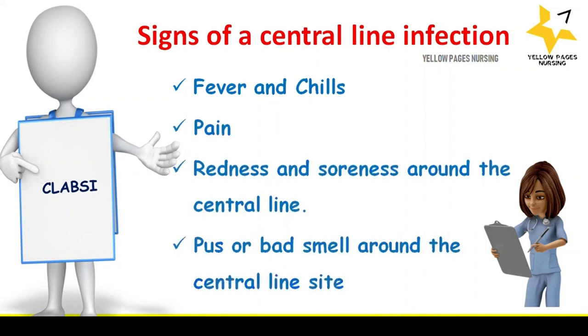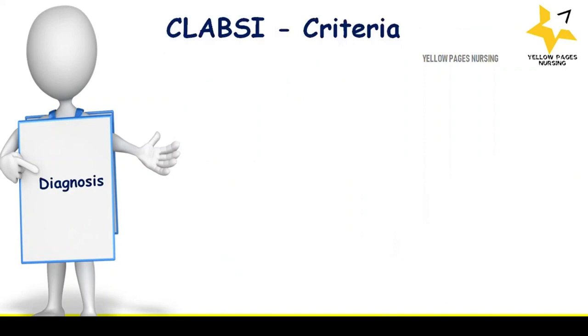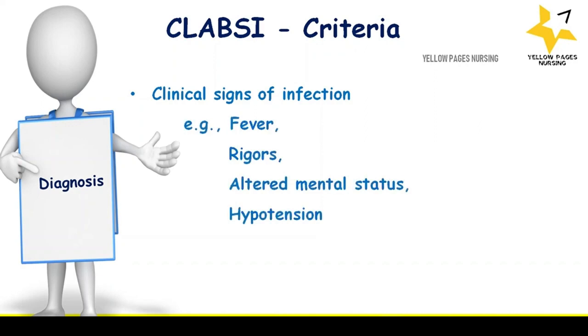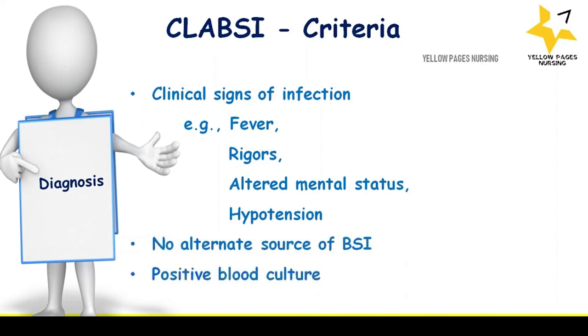Next comes criteria for CLABSI. CLABSI occurs when these 3 criteria exist: clinical signs of infection, that is fever, rigors, altered mental status, hypotension, etc.; no alternate source of bloodstream infection; and a positive blood culture from a peripheral line under central line. And even the central line tip culture also has the same organism that develops in the blood culture.